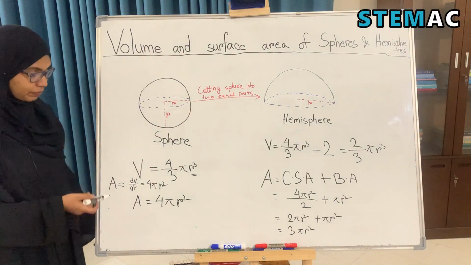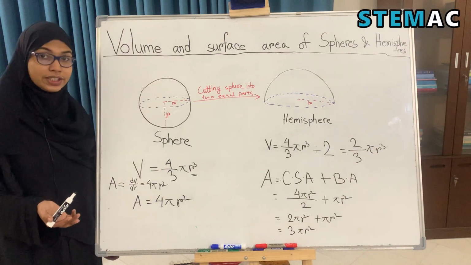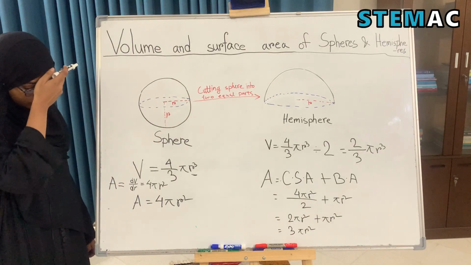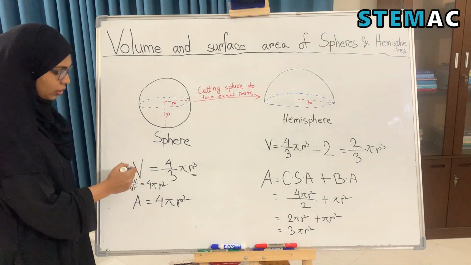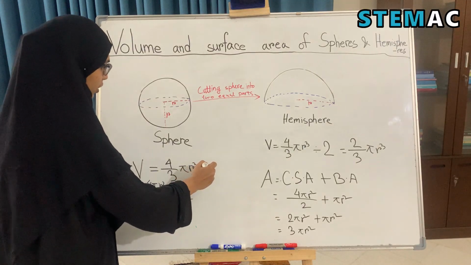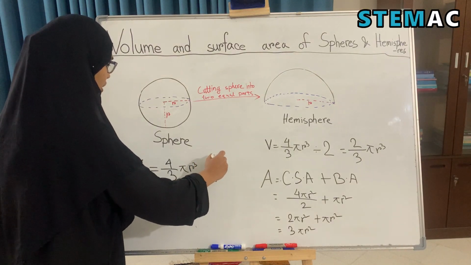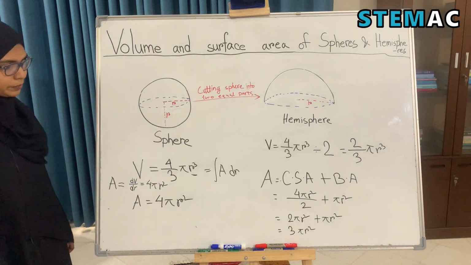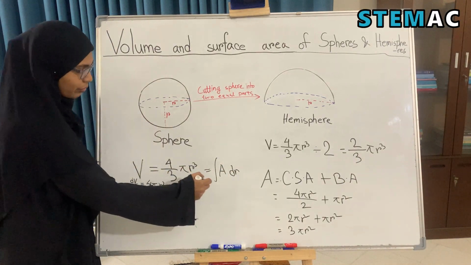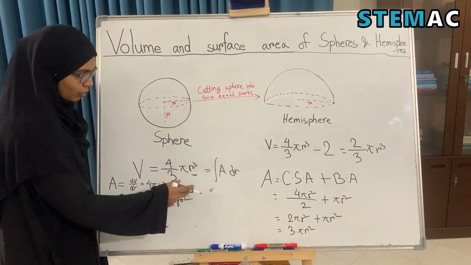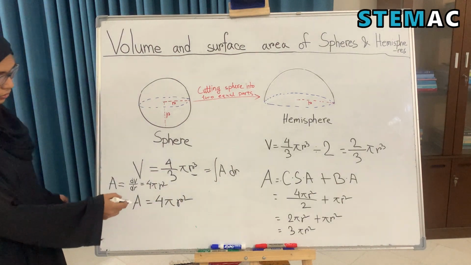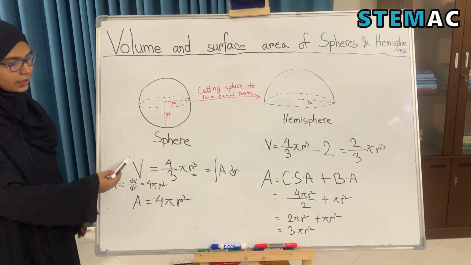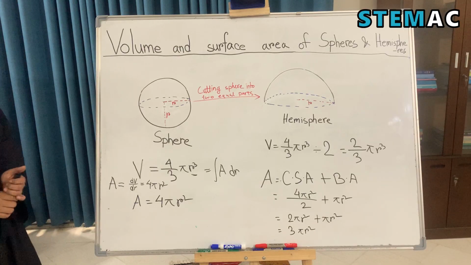Similarly, the opposite of differentiation, which is integration: if we integrate area, we can get volume. So volume equals the integration of area with respect to r. So if we integrate 4 pi r square with respect to r, we can find the volume of the sphere.